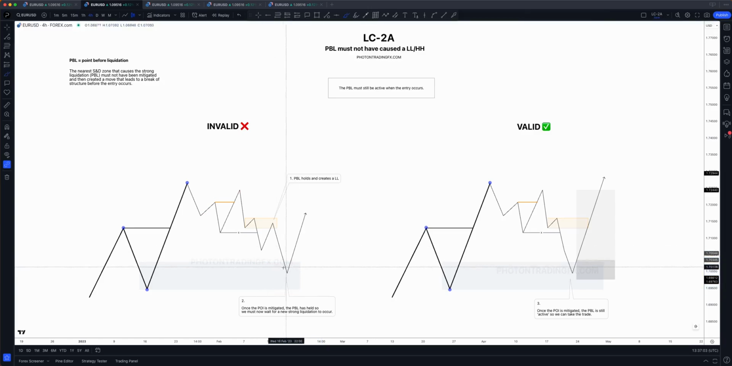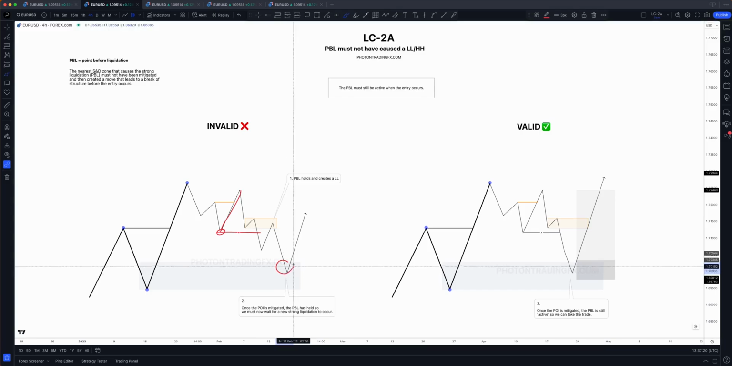Okay, because obviously step one is wait for the POI mitigation, so that will be here. At this very moment, we then look left and we ask ourselves, has there been a strong liquidation? Well, in this example, there has been, because this low broke that high, therefore it's a strong low. That low was then liquidated.